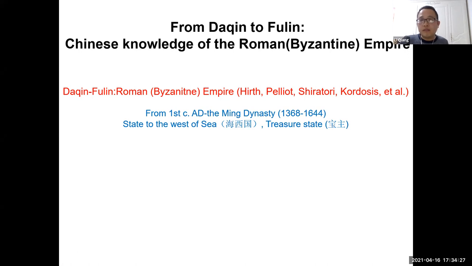So after the fall of the Byzantine Empire, in Chinese sources, the image of Daqin and Fulin could be described with two terms: a state to the west of the sea. Here, scholars believe that the sea should be the Mediterranean, but some others believe it could be the Persian Gulf. So it's a little confusing. Another image is the treasure state. Chinese sources mention that Fulin was full of treasures, jewelry, gold, silver, like this.